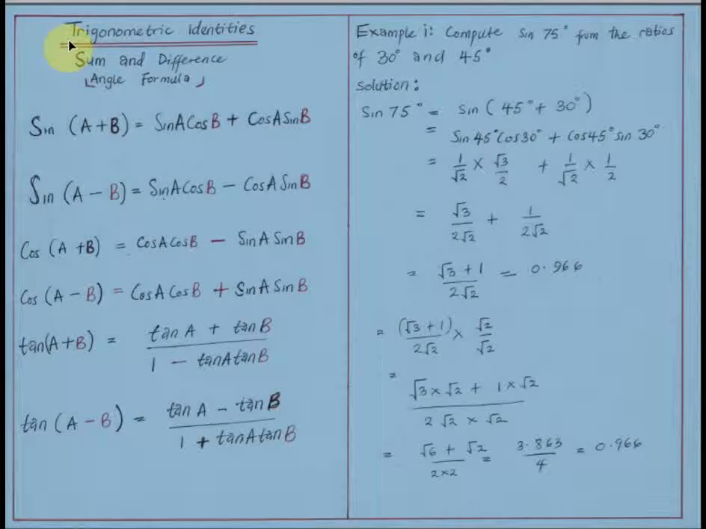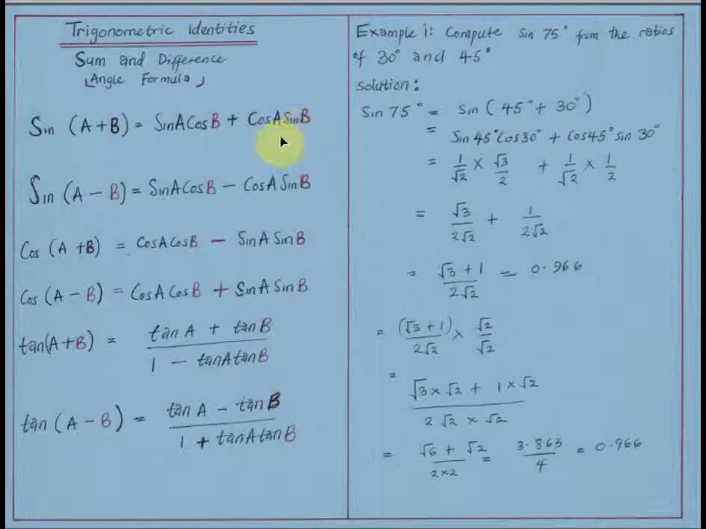Today we'll be looking at the trigonometric identities, the sum and difference angle formula. And the first one we have here is the one for the sine function. And we have that sine A plus B is equal to sine A cos B plus cos A sine B.